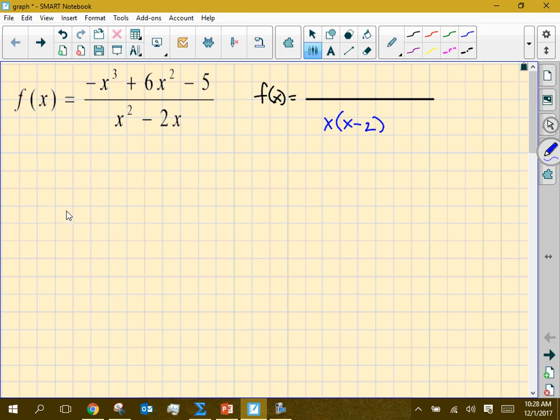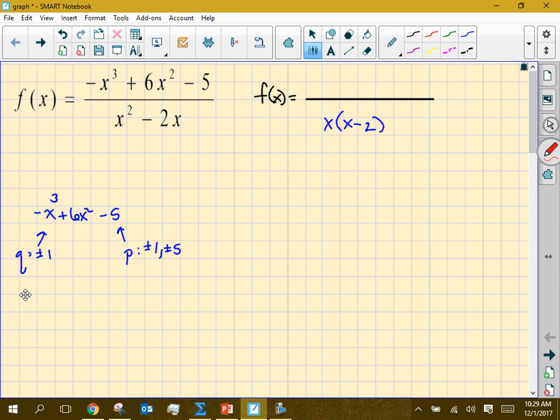If we've got negative x cubed plus 6x squared minus 5, the really only way we can look at this is to decide whether this thing is factorable through the rational root theorem. So I've got to find my values of what we call p, which are the factors of that 5, so plus or minus 1, plus or minus 5. And then the same thing over here for q, plus or minus 1.